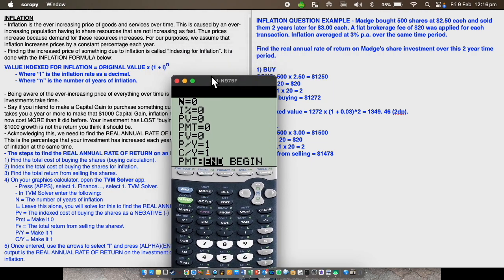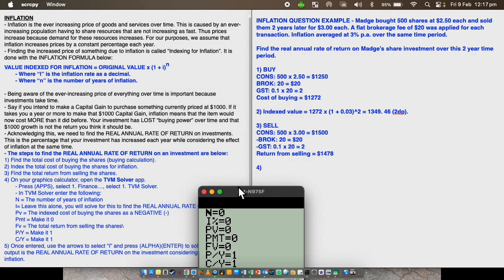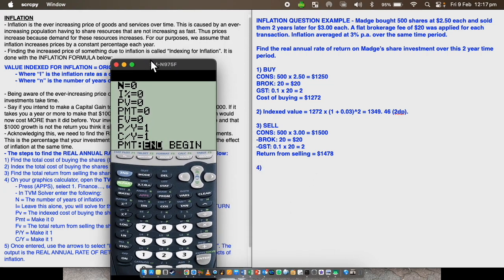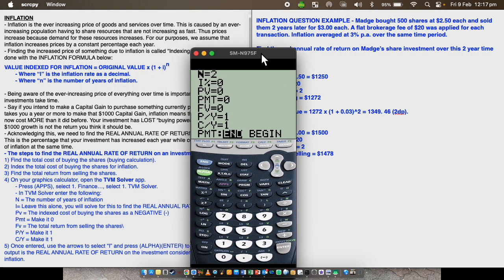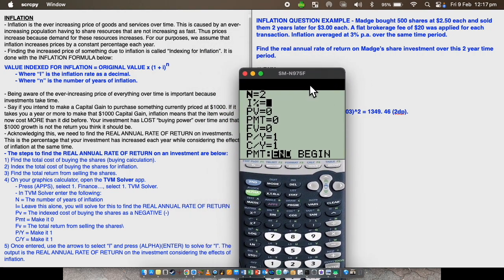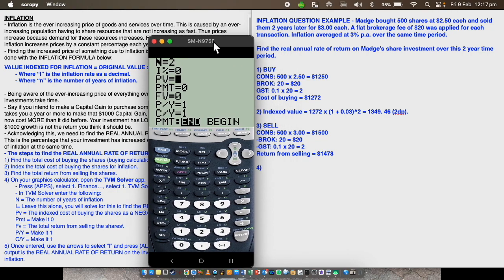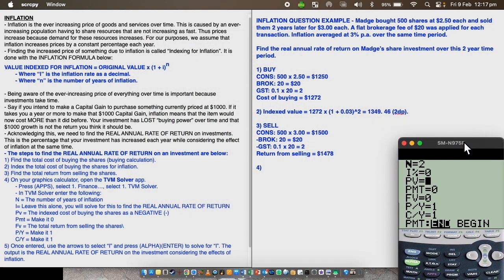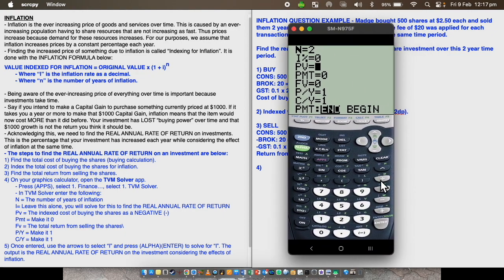So what do your instructions tell you to put into TVM solver? N is the number of years of inflation. So how many years of inflation was this for? 2. What does it say I is, or do I just leave it alone for now? Leave it. That's what I'm finding. That's the answer to the question. What does it tell you PV should be? The cost of buying that I indexed, but as a what? A negative. Please be careful.